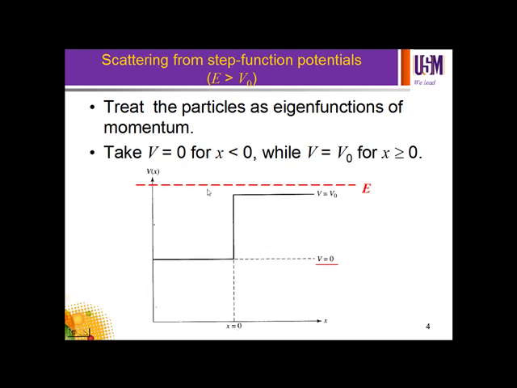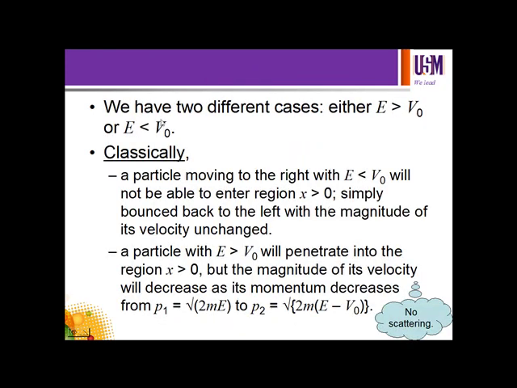You can see here the red dash here is E. That means the energy of the particle. It is higher than V naught. That means now E is above the horizontal line representing V naught. So we have two different cases actually, either E greater than V naught or E less than V naught. So for this segment, we will consider the first one, E greater than V naught.